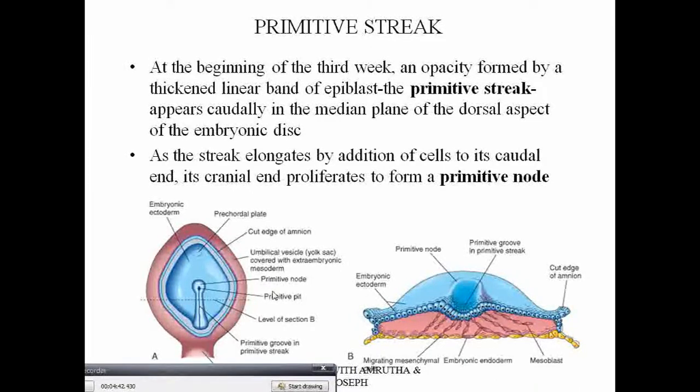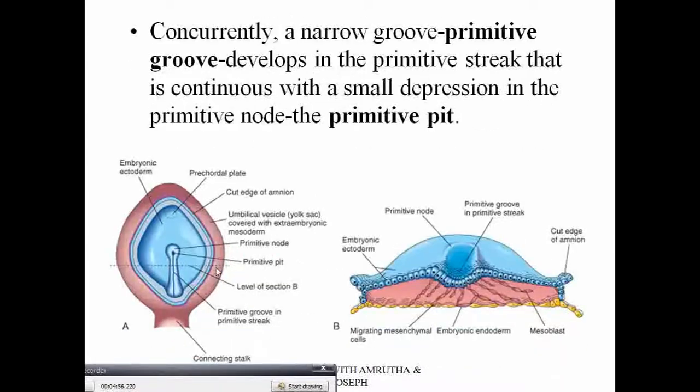Anyway, I will talk about that later. So let's think that now the primitive streak is formed in the epiblast, which is seen on the caudal aspect, and at the cranial end of it an enlargement forms, that is the primitive node. Currently a narrow groove appears in the primitive streak, and that is called the primitive groove. So all of this area is primitive streak, and a small groove in the center, that is the primitive groove, is continuous with a small depression in the primitive node.